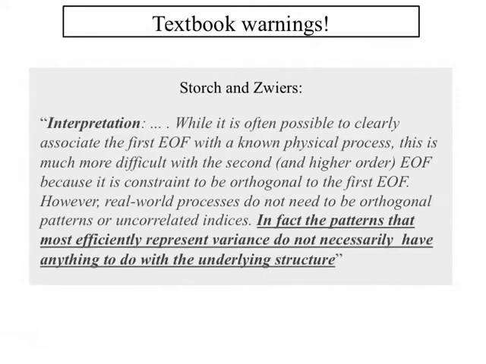So if you read Storch and Sweers, they have the statement here. While it is often possible to clearly associate the first EOF with a known physical process, this is much more difficult with the second or higher order EOF, because it is constrained to be orthogonal to the first EOF. So all these patterns have to be dissimilar. If the first one is a monopole, then the second one has to be somewhat a multipole. However, real-world processes do not need to be orthogonal patterns, and they don't even need to be uncorrelated indices.